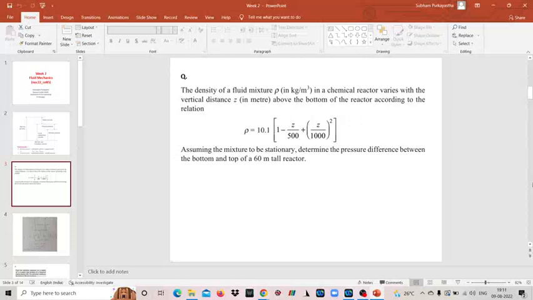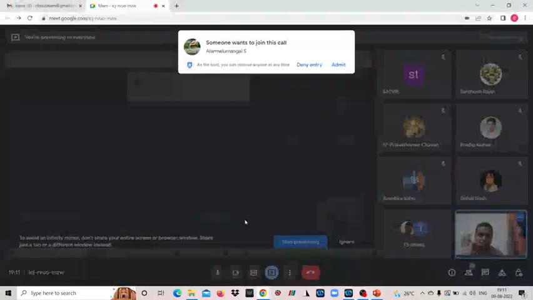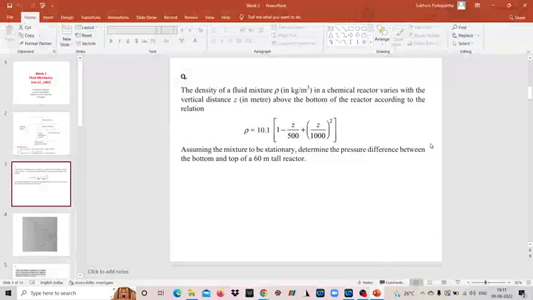Please read the problem carefully. The problem states that the density of a fluid mixture rho, in kg per meter cube, that is in SI units, in a chemical reactor varies with the vertical distance z in meter above the bottom of the reactor according to a particular relation. So density varies like this. Density is basically a function of z.